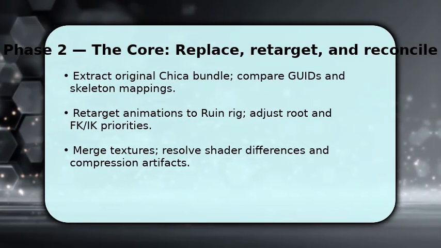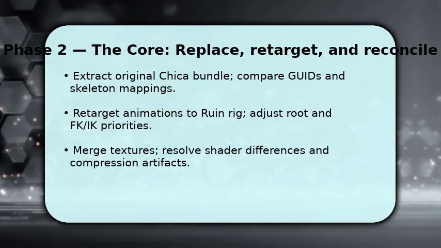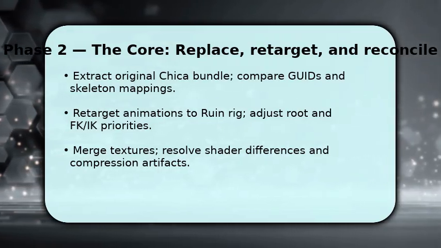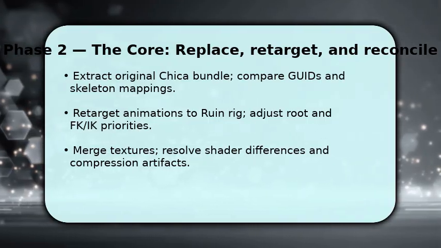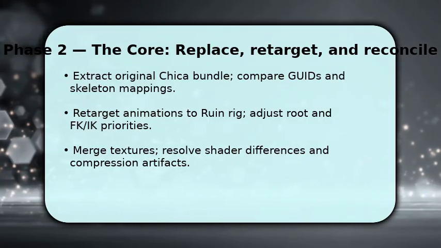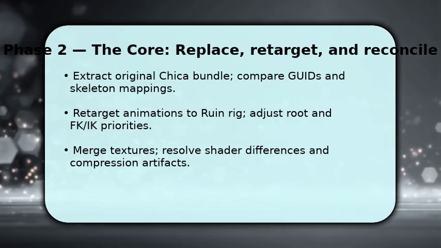Start by extracting the original Chica bundle and compare GUID and skeleton mappings, note differences. Then retarget animations to the ruin rig, adjust root transforms, and set FK versus IK priorities so motion remains natural.